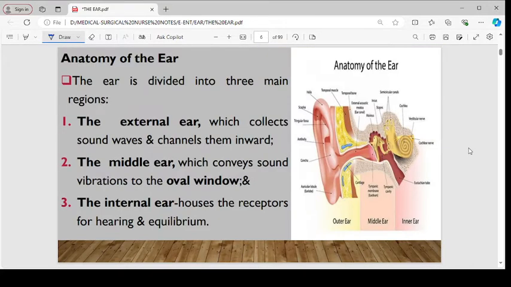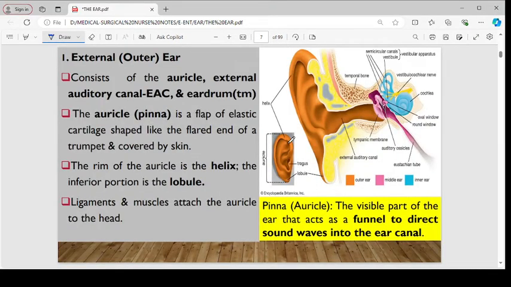All right. So we have some terms that you just need to familiarize yourself with as we continue with the presentation. But let's take this time to review the anatomy of the ear, which is normally divided into three sections. We have the external, the middle, and the inner ear. The work of the external ear is to collect sound waves and channel them into the ear. Then the middle ear will convey the sound vibration to the oval window, and then we have the inner ear that houses the receptors for equilibrium and hearing.